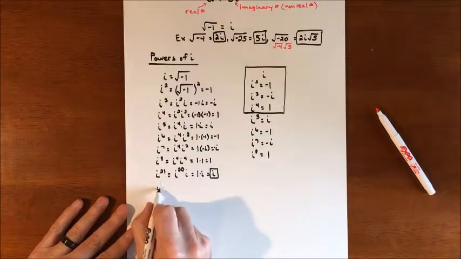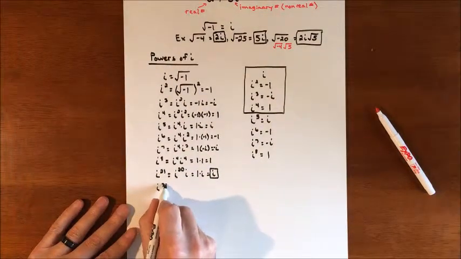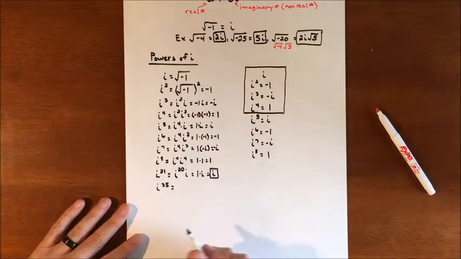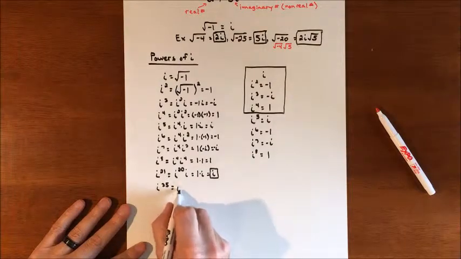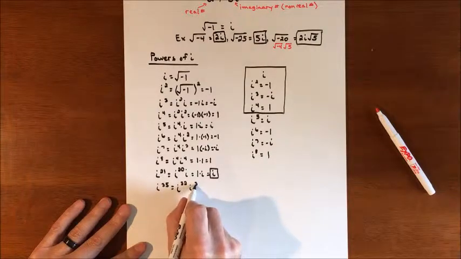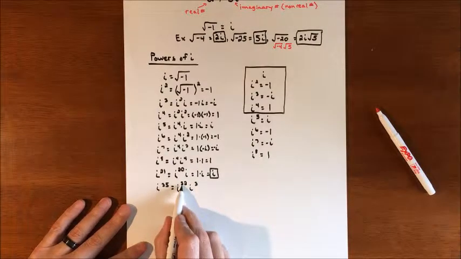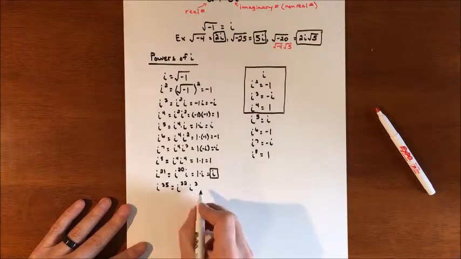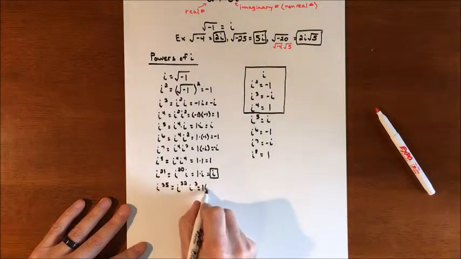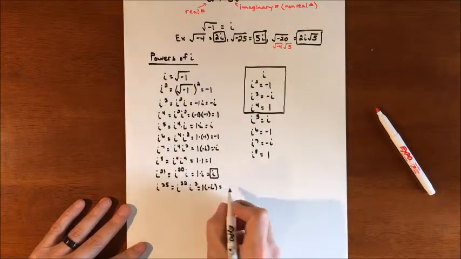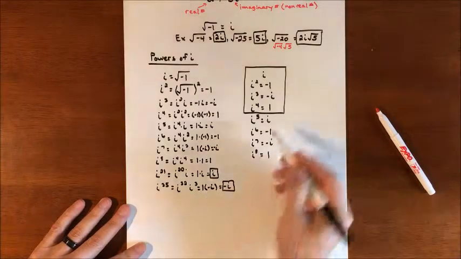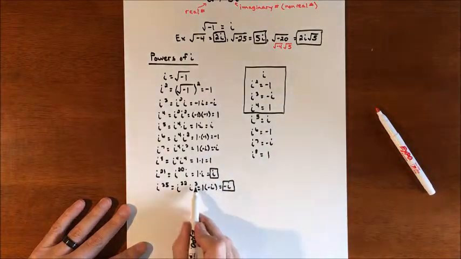All right, so if we go, let's say, to an i to the 35th, we just try to figure out multiples of 4. What's the closest we can get? 32 is the closest we can get. It's all about what's left over, though. So i to the 32nd is just a multiple of 4s, so that's just going to be a 1. i to the 3rd is -i. So we are at that spot in the pattern because we are at i cubed.